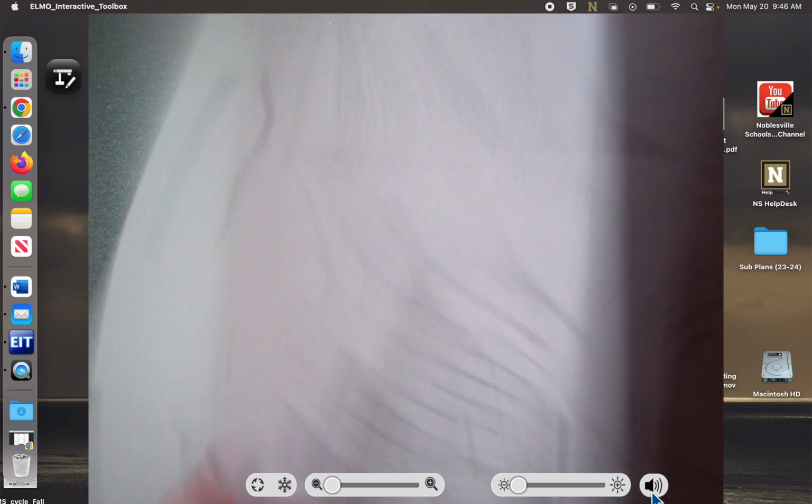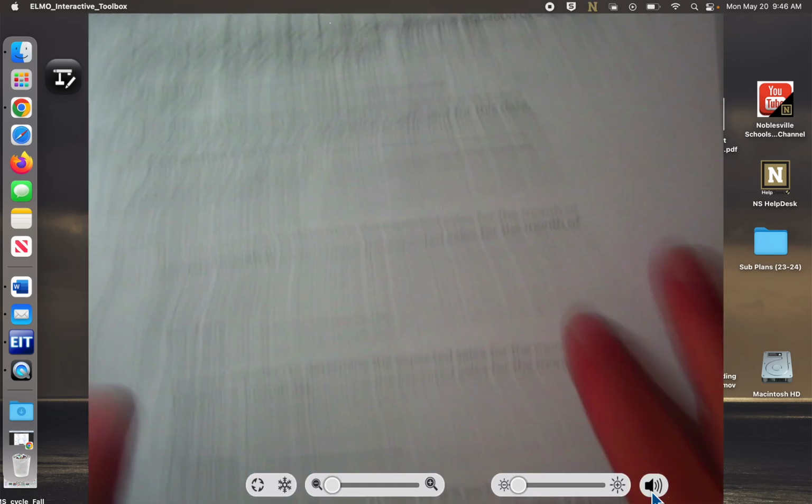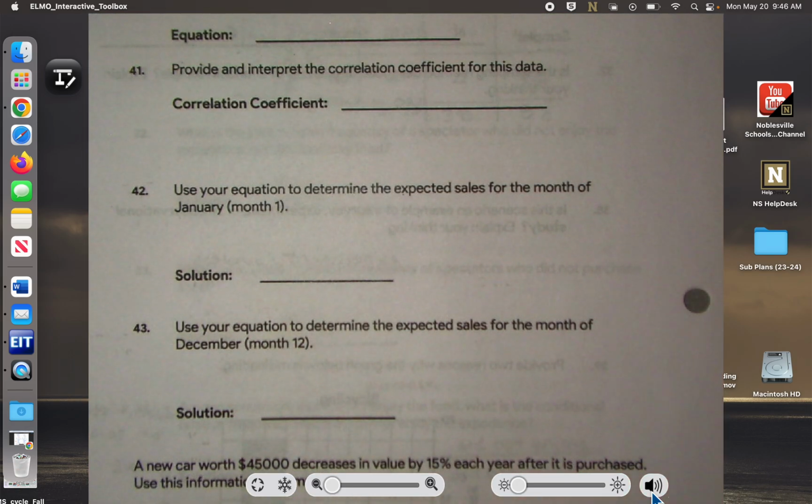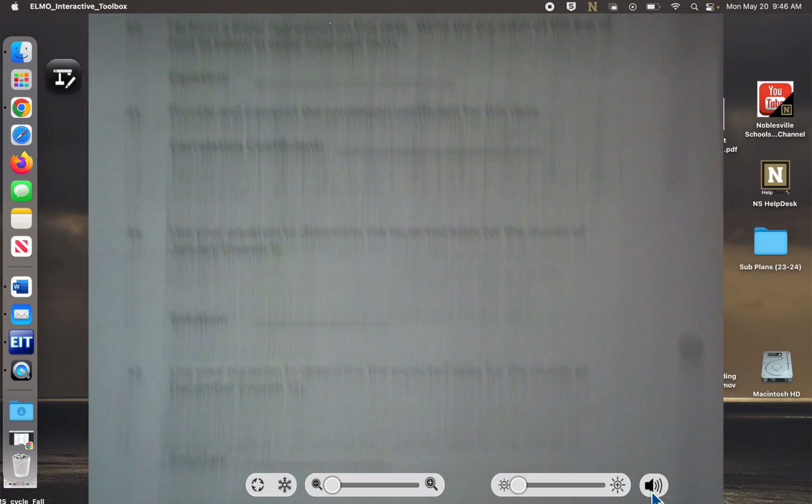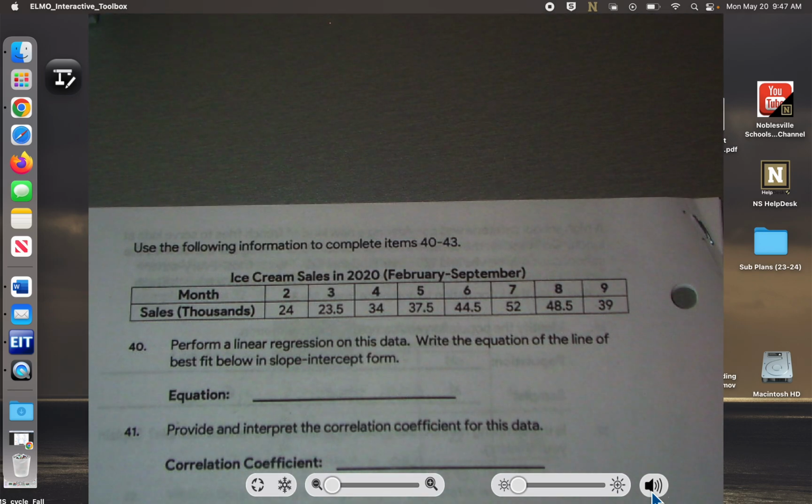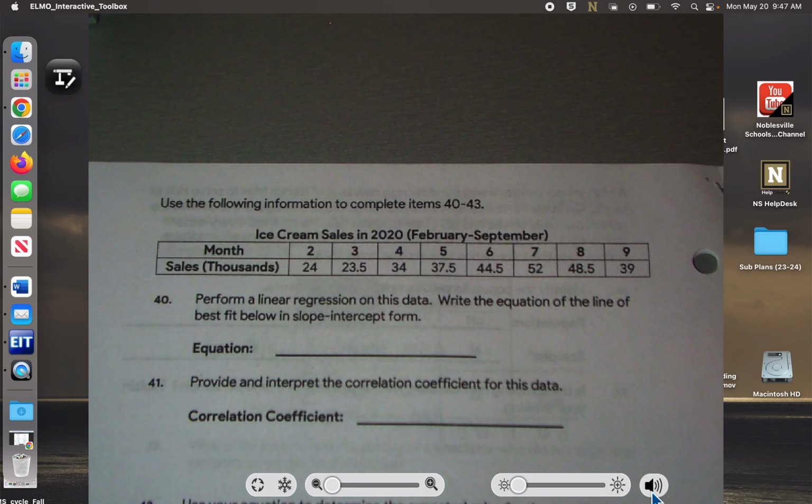Okay. Last page, guys. Last page. Perform a linear regression on this data. Write the equation of the line of best fit. Okay, so let me get out my linear regression app. Bust out my iPad for this. Remember, for linear regression, we enter in the x's and y's. Sorry, my iPad's loading. Okay. Here we go. Let me delete all my old data from the assessment.